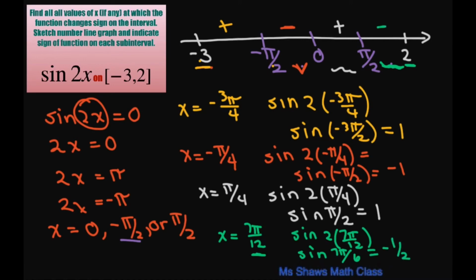So the function changes signs as we're going through here. We start at positive and then it changes at negative pi divided by 2. Then at pi divided by 4, let's see, we got positive. So this changes signs here at 0. And then it changes again at pi divided by 2. So it changes signs 3 times between -3 and 2.